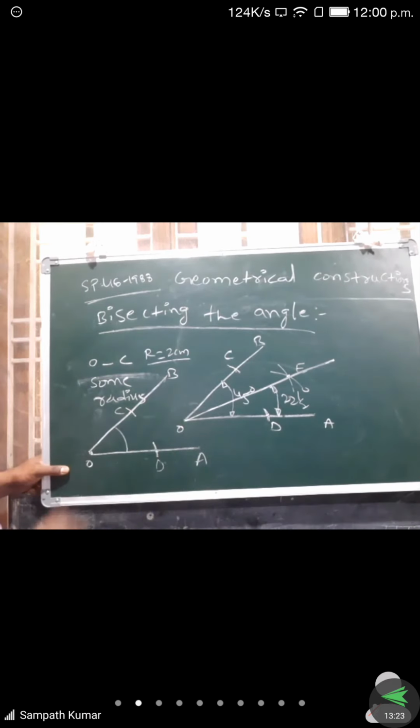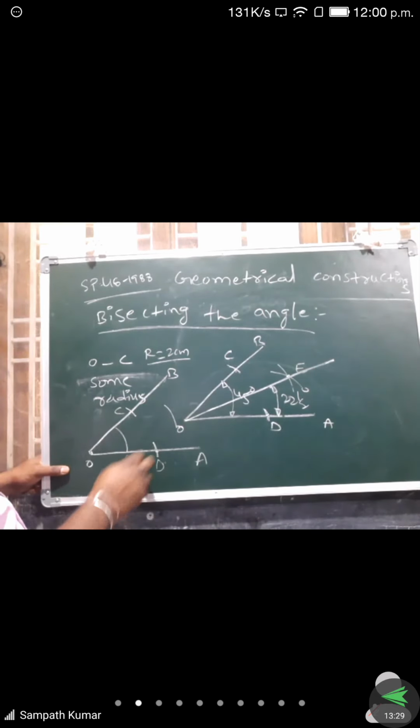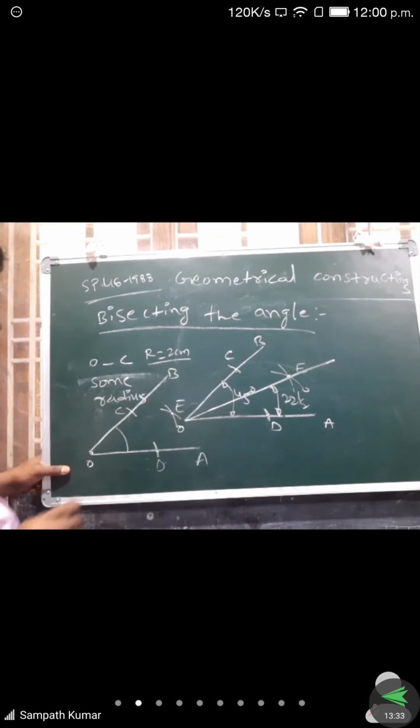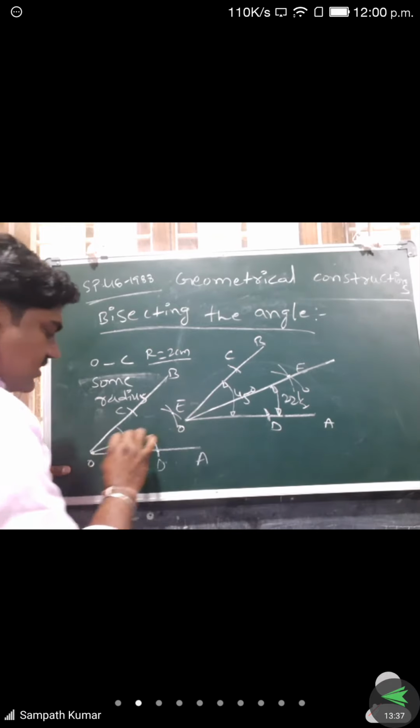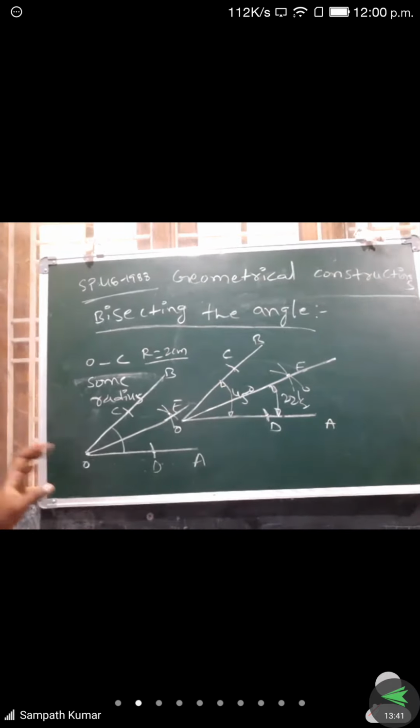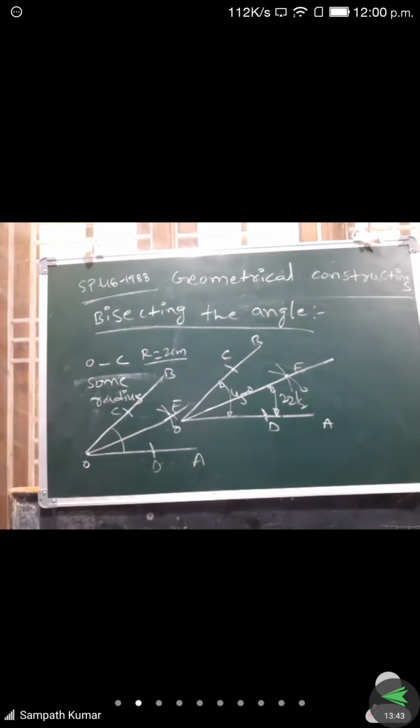Take C as a center with the same radius on the compass and draw the arc. With D as a center and the same radius, intersect this arc. The intersection point is E. Then we have to join O with E. This is the bisector of the angle. Any doubt?